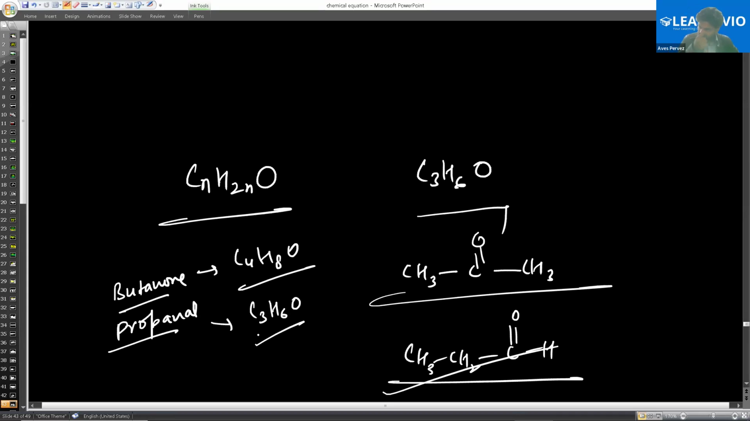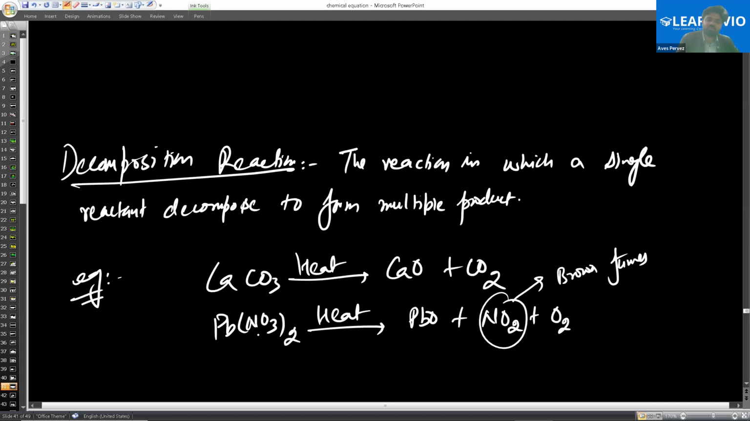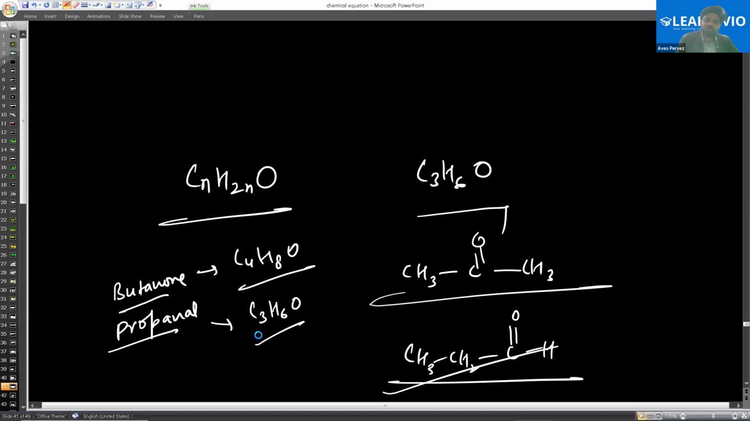So by just writing the correct definition: compounds of hydrocarbon having the same molecular formula but different functional groups are called isomers.